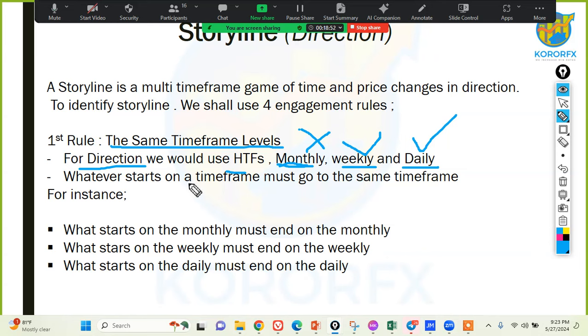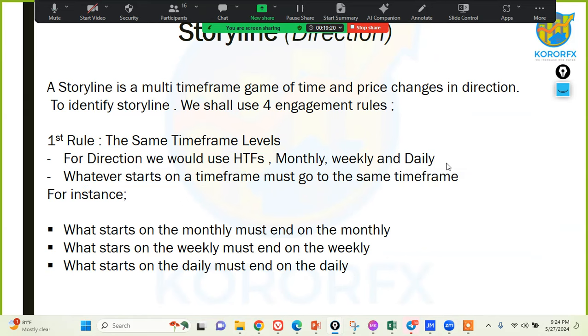So I have one rule that whatever starts on a time frame must also end on the same time frame. It means if I get a monthly storyline, it will end on the monthly level. Whatever starts on a weekly, it must end on the weekly. Whatever starts on a daily, it must end on a daily. I hope you got it. So let me give you an illustration so that you will understand what I mean.